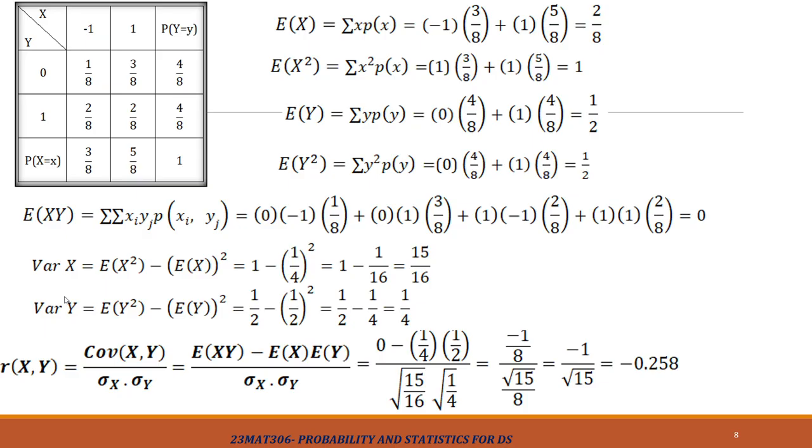Next, we have to calculate the variance of x and variance of y. Means we have to find the correlation coefficient, which is equal to covariance divided by sigma x into sigma y. Okay, covariance, this is the formula. We have to substitute all the known values in this formula. The correlation coefficient is equal to minus 0.258. So it lies between -1 and +1.